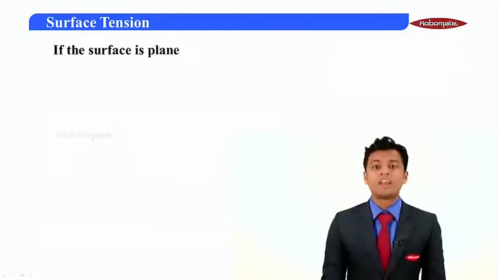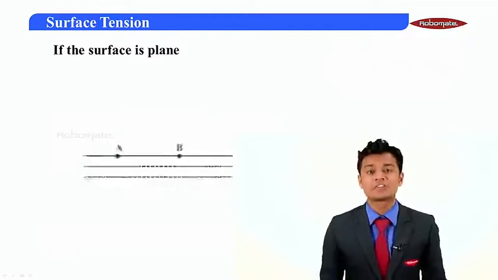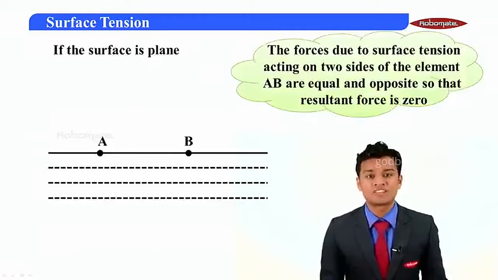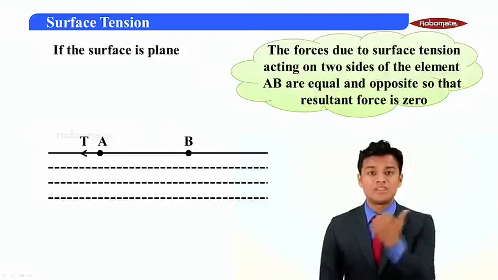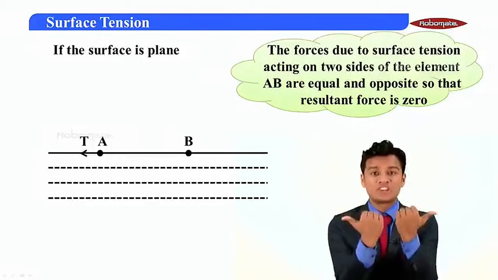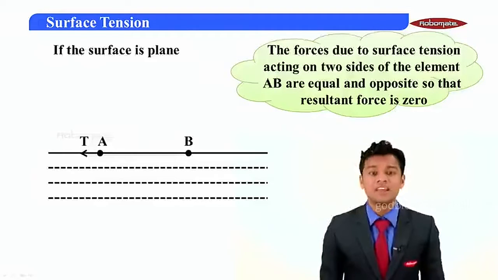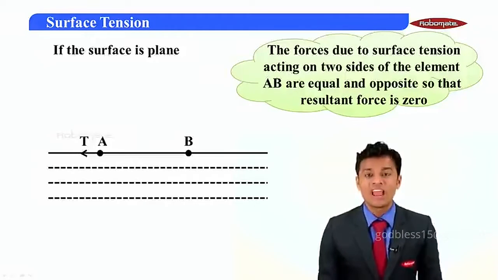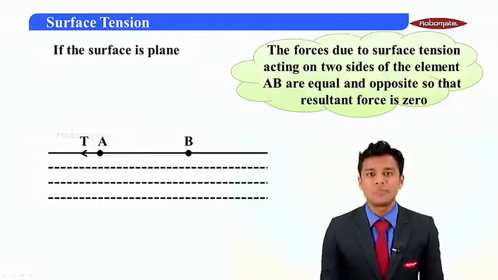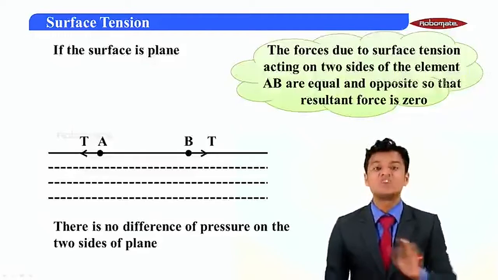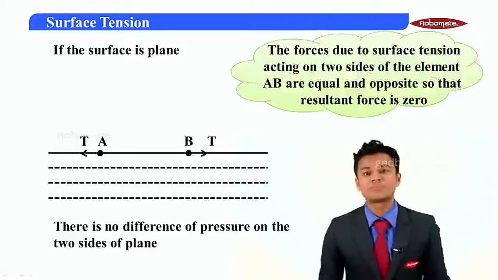Now, let us go to the next case, that is, if your surface is a plane surface. Again, the forces due to surface tension acting on the two sides of the element AB are equal, because this time the tangent on the surface would be this and this. Both tensions are equal in magnitude and opposite in direction, and hence there is no net force and no resultant pressure. So if you talk about a plane surface, there is no pressure difference.